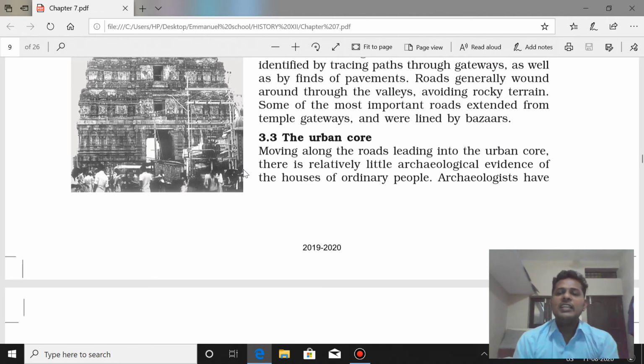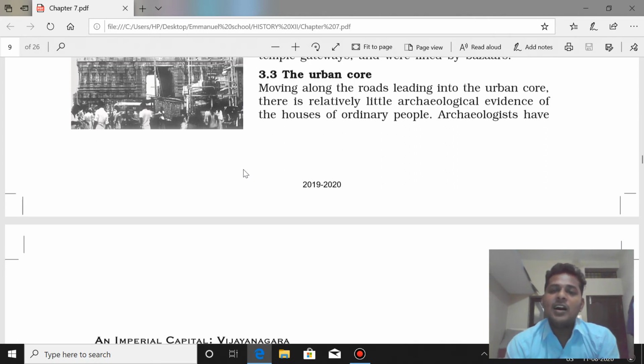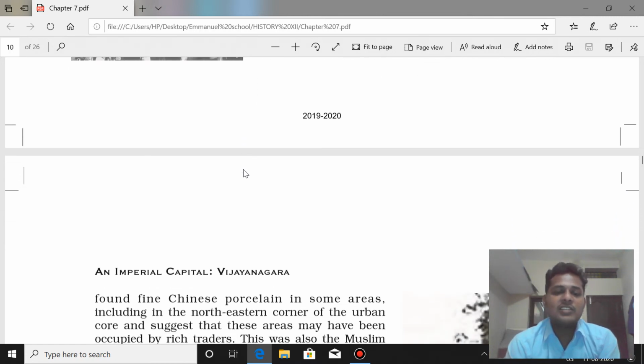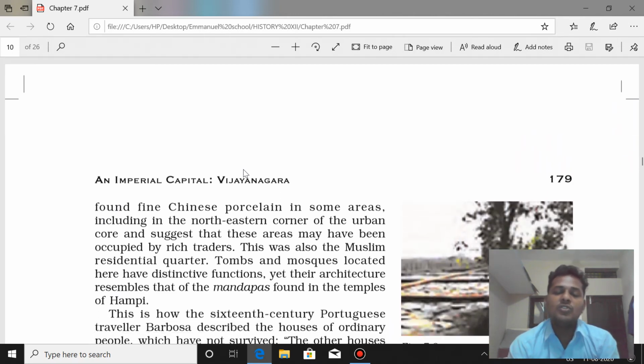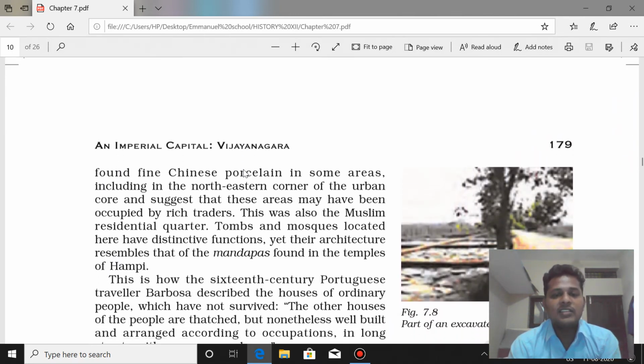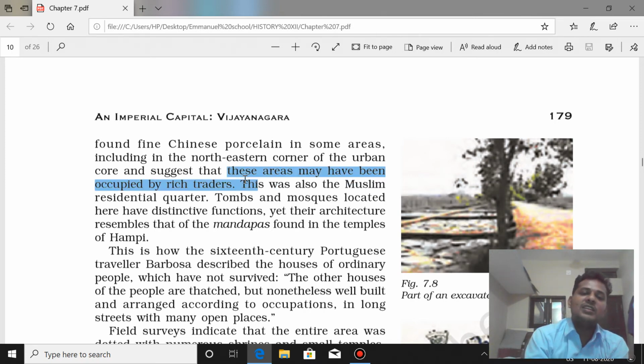Moving along the roads leading into the urban core, there is relatively little archaeological evidence of the houses of ordinary people. Urban core में जाएंगे तो even ordinary people का कुछ evidence मिलेगा. Archaeologists have found Chinese porcelain and precious semi-stones in some areas, including the northeastern corner and urban core, which tells us there must have been some rich traders living there. Urban core में rich traders भी रहे होंगे.